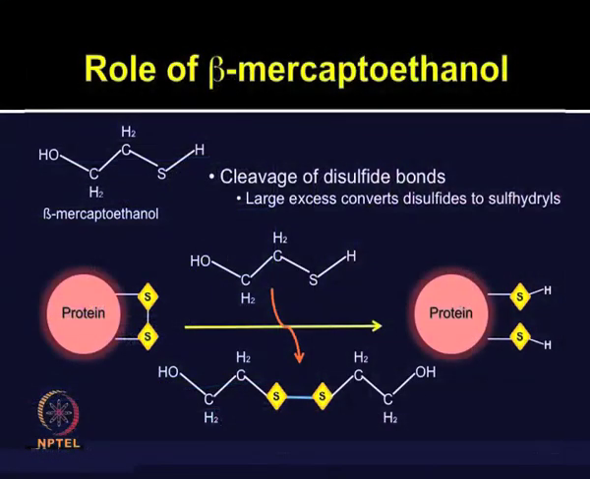What is the role of ß-mercaptoethanol? The ß-mercaptoethanol is commonly used to reduce the disulfide linkages in proteins, and thereby it disrupts the tertiary and quaternary structures. As you can see in the structure here in the slide, in the presence of excess ß-mercaptoethanol, the disulfide bonds or cystines can be fully converted into sulfhydryls or cysteines.